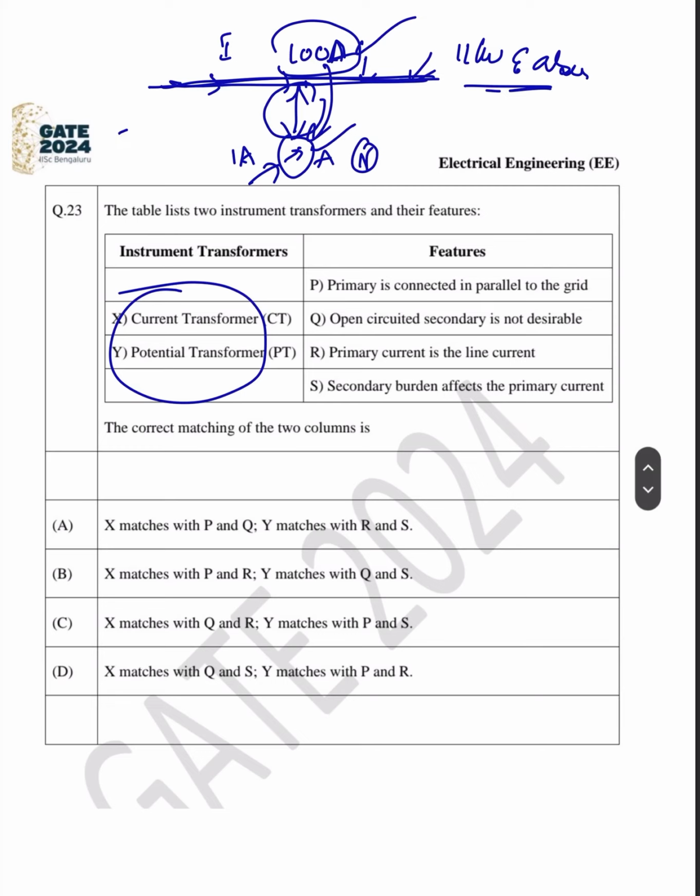See, there is 100 amperes flowing. I want to reduce this current. How? Let this is 10 amperes. 10 turns in the primary. Let this is 1000 turns. What is the current in the secondary?